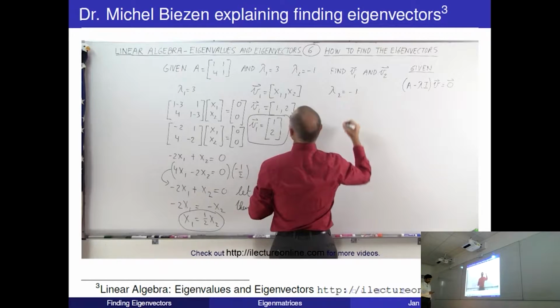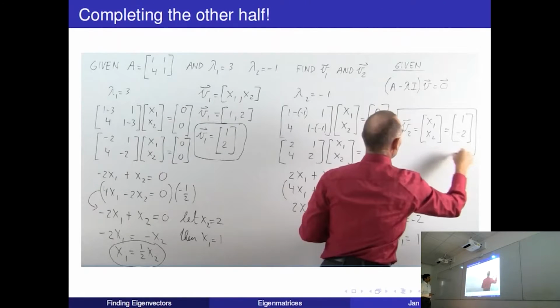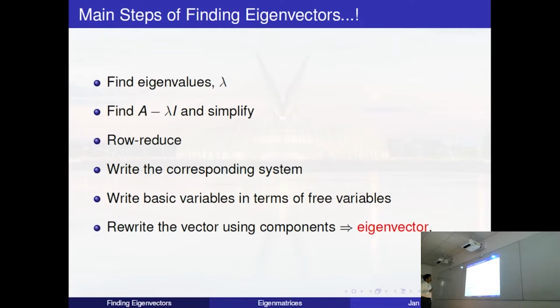We do the same thing with the other lambda value. So we can do lambda equal -1, and then let's see how we're going to finish the problem. Once you finish the other steps, you can see that you get the other eigenvector like that. So this is the eigenvector for lambda equal 3, and that is the eigenvector for lambda equal -1. These are the kind of steps that we normally use to solve such a problem.